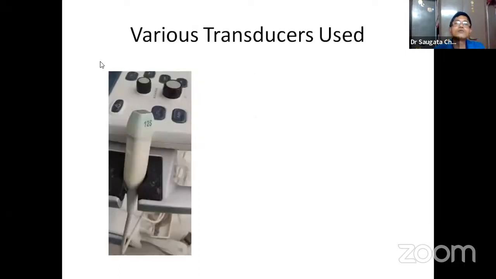The transducer I am using is the 12S sector probe. You can use the curvilinear probe that should be 7 to 15. This is a micro probe; if it is available, this is also good. And for newborns, the 12 sector probe is also equally good. For bigger babies who have hair, you can use the 6 sector probe.